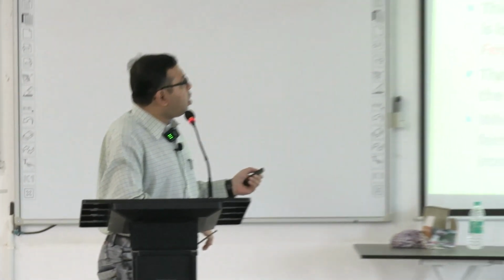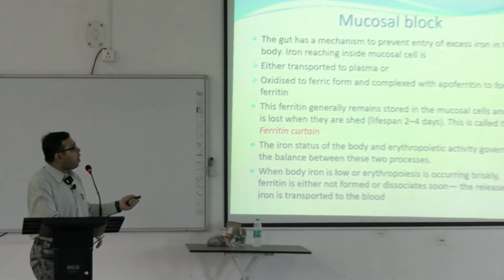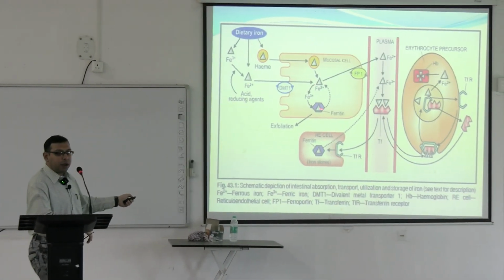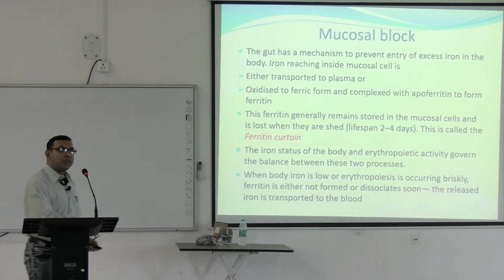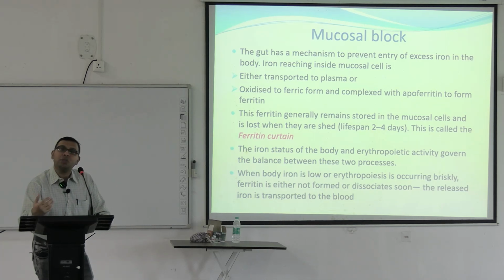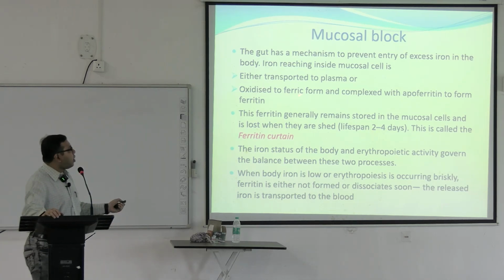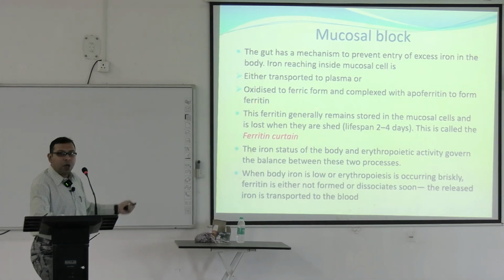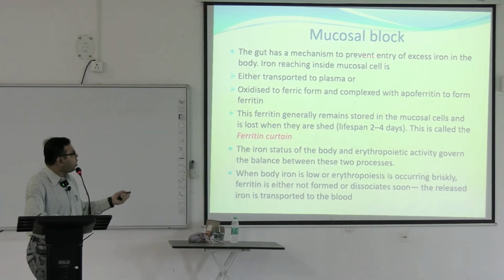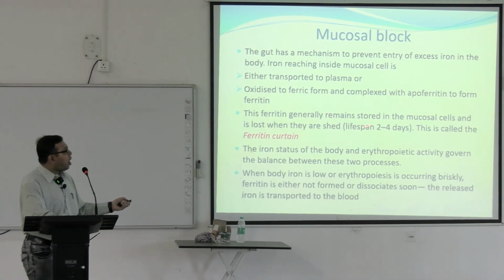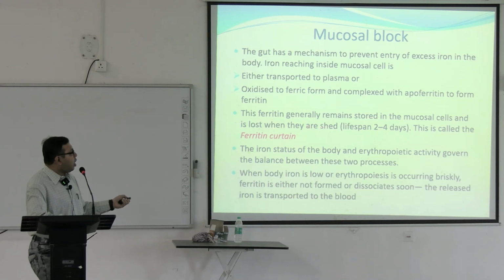Now the mucosal block: the gut has a mechanism to prevent entry of excess iron into the body. If excess iron is absorbed within the body, that also leads to toxicity. So it is either transported to plasma, or oxidized to the ferric form and complexed with apoferritin to form ferritin. Apoferritin is a protein to which the ferric form attaches and ferritin is formed, and this ferritin generally remains stored in the mucosal cells and is lost when they are shed. That is, the lifespan is 2 to 4 days.